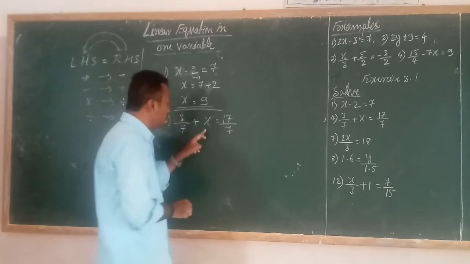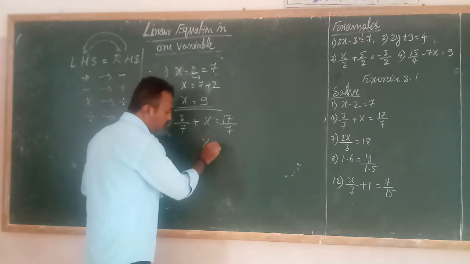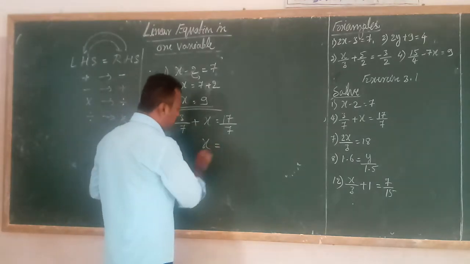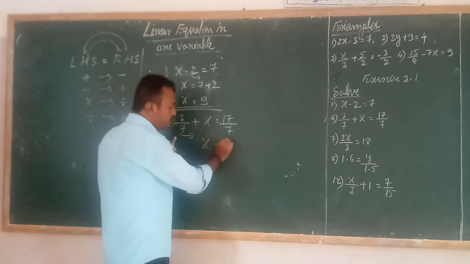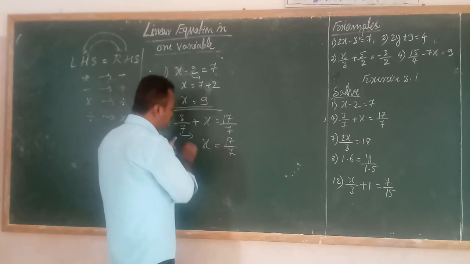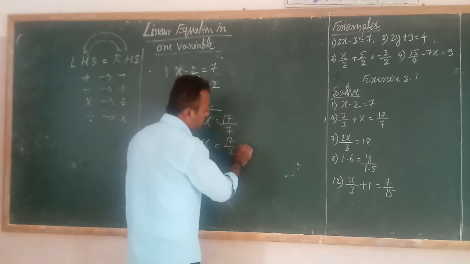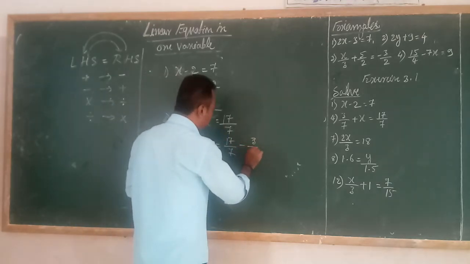Okay. So, I want x value. So, keep x on the LHS side. It is equal to, I will send the 3 by 7 to the RHS. So, 17 by 7, I will write as it is. 3 by 7 if it is coming to the RHS, minus 3 by 7.